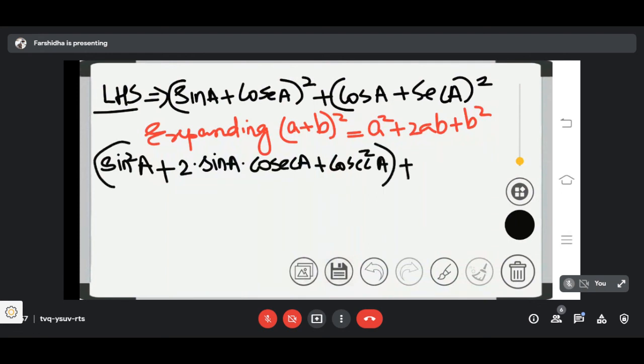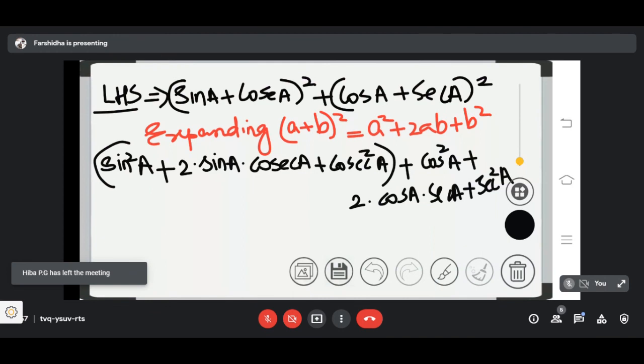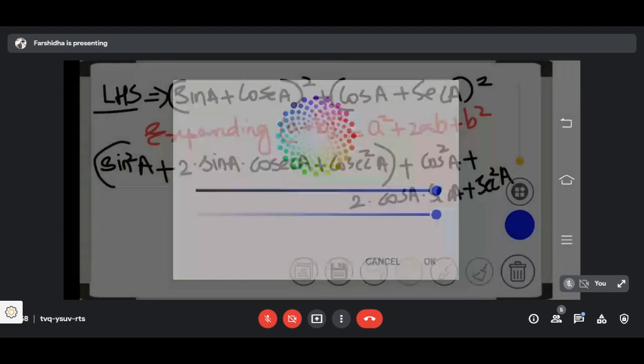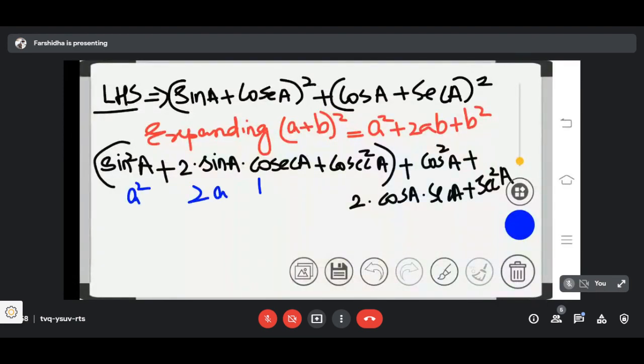Now plus second one, cos A plus sec A whole square. That also expanded in the form of (a plus b) whole square. A square means cos square A plus 2ab, that means 2 into cos A into sec A, plus b square, sec square A. So now we have expanded both the terms in the form a square plus 2ab plus b square. This is a square plus 2ab plus b square. Here also a square plus 2ab plus b square.